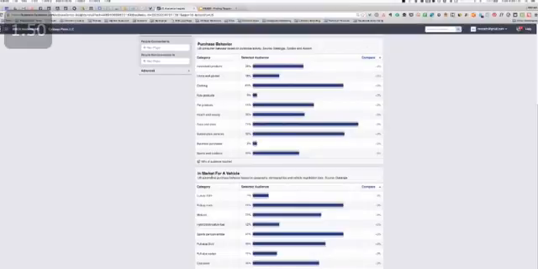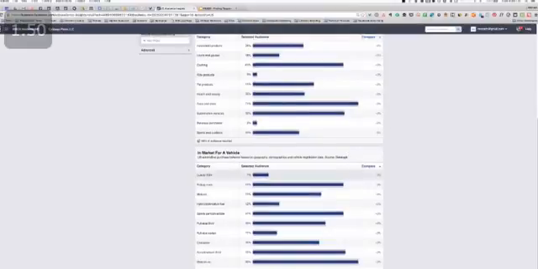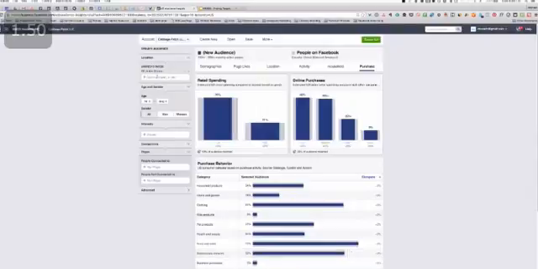This is some interesting third-party data provided by a company called Datalogix, where it's telling you, are they in the market at the time for a particular vehicle? So if you're advertising automotive or motorcycles or anything like that, this is incredibly powerful information. So as we dig into a particular audience, this information starts to get much more interesting for us.